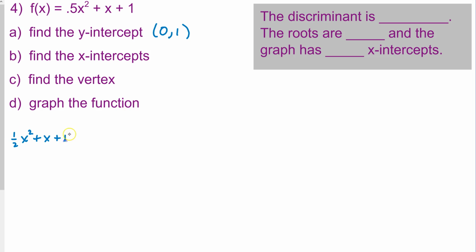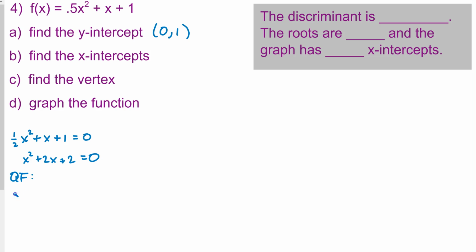And you know how in the last problem I decided to simplify by dividing everything by -2 before I used the quadratic formula? Here I'm going to simplify by multiplying the whole equation by 2 before I use the quadratic formula because I don't want to have a fraction in there.